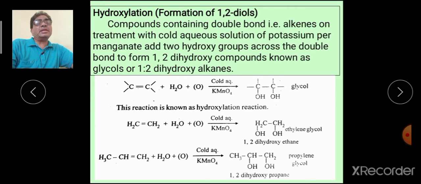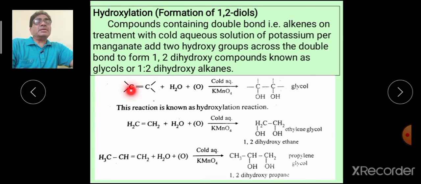Compounds containing double bonds on treatment with cold aqueous solution of potassium permanganate add two hydroxy, that is OH groups, across the double bond to form 1,2-dihydroxy compounds known as glycols or 1,2-dihydroxy alkanes. That is, two hydroxyl groups are added.